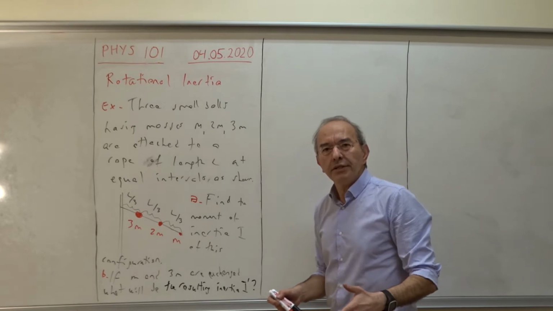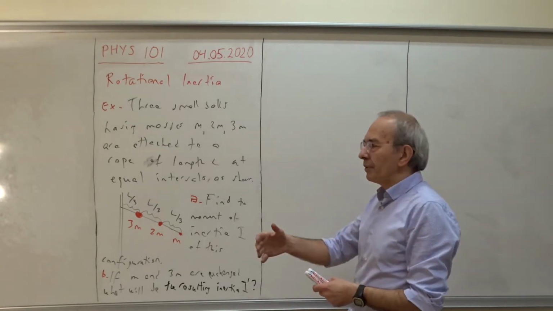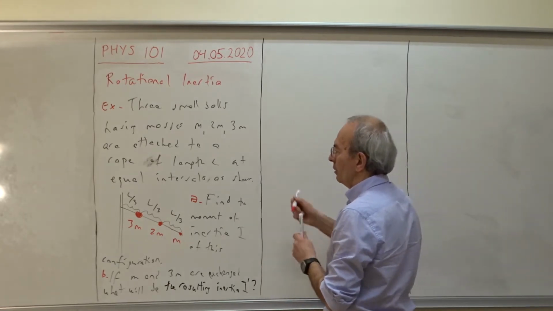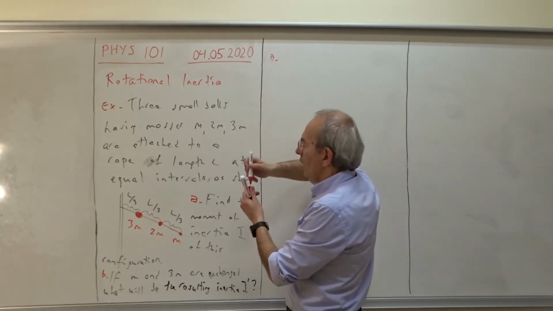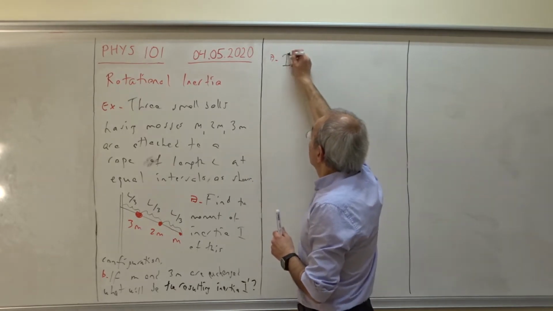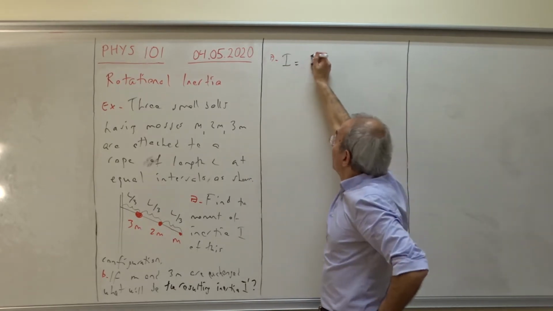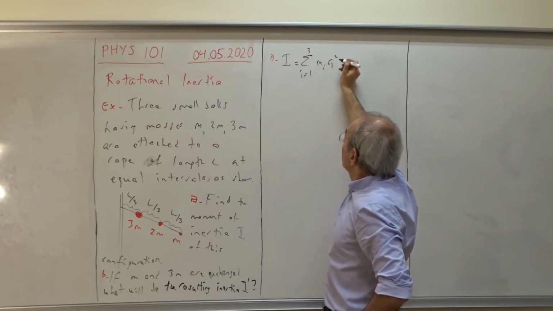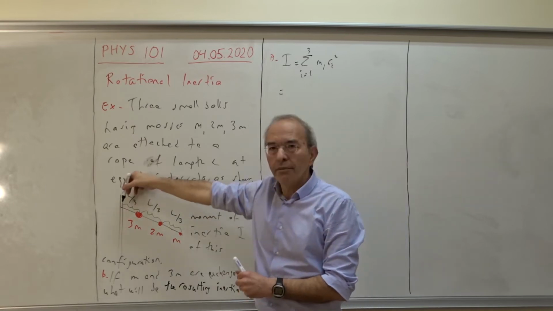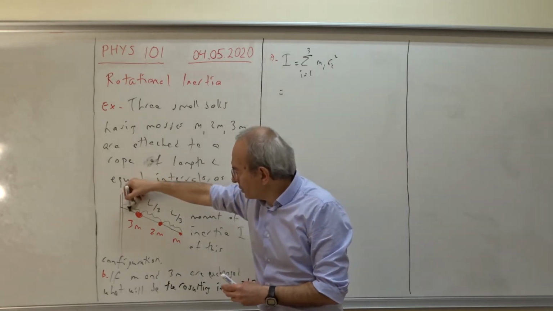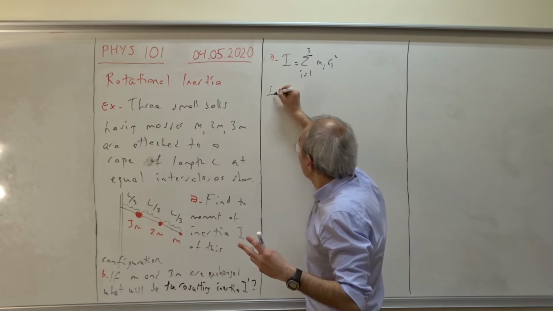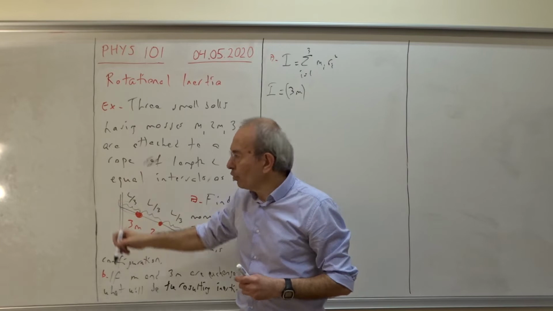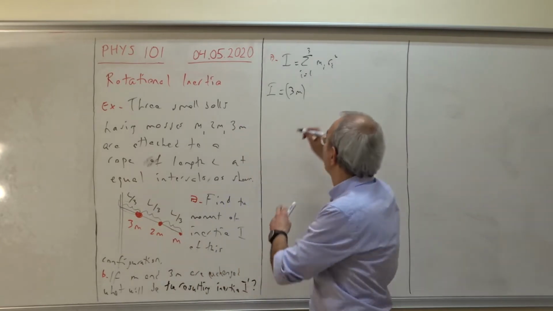Alright, we have three particles, three point masses, so we can apply the formula sum of m_i R_i squared. In this first part, let's start with the definition. It is the summation, i from 1 to 3, of m_i R_i squared. Begin from the nearest object. What is this mass? 3m. So 3m is the first mass, multiplied by (L over 3) squared.